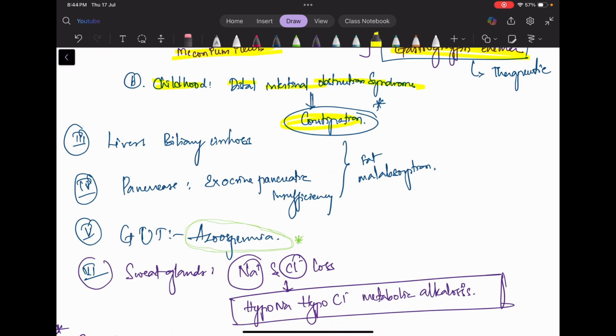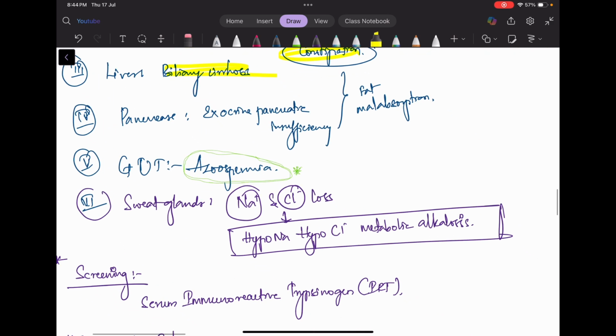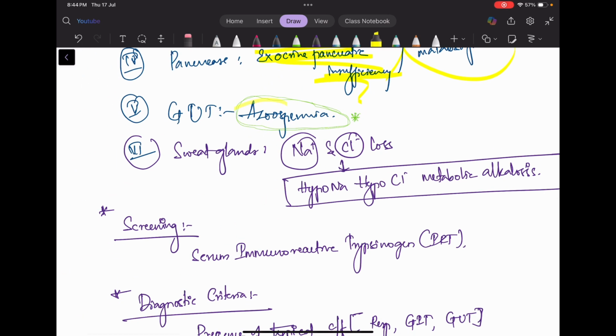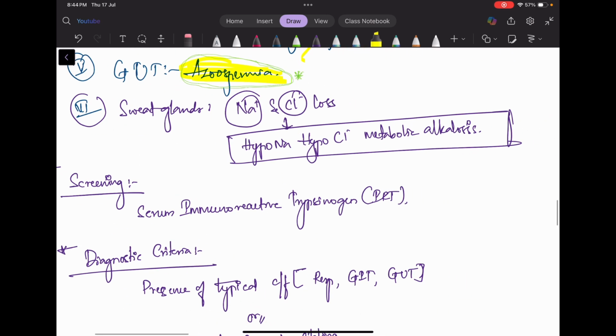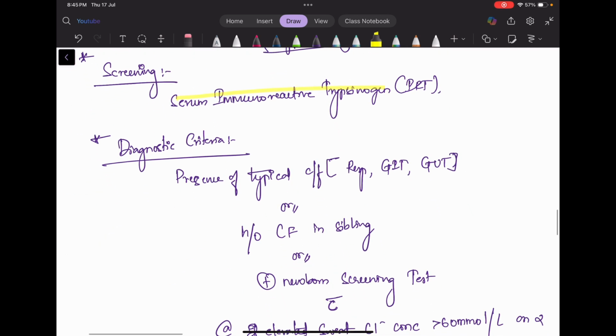Yeah, medicos, you remember me, right? In the liver we see biliary cirrhosis. In the pancreas we see exocrine pancreatic insufficiency, which causes fat malabsorption. Then genitourinary, that is azoospermia, don't forget to comment what the meaning of azoospermia is. Then sweat glands are related to sodium and chloride loss. Then we did the screening test, serum immunoreactive trypsinogen.